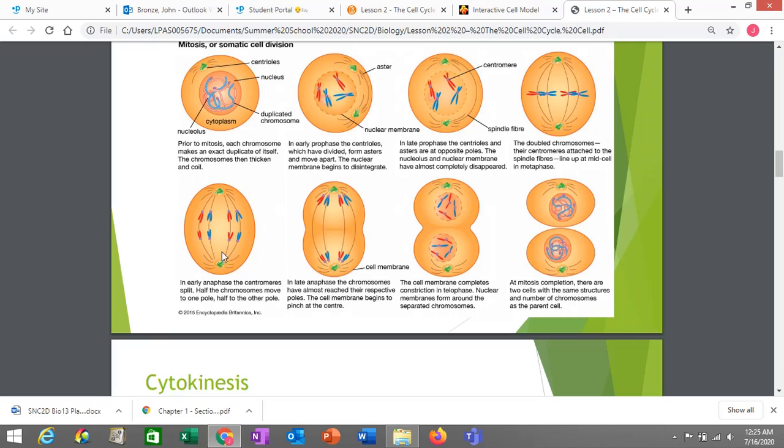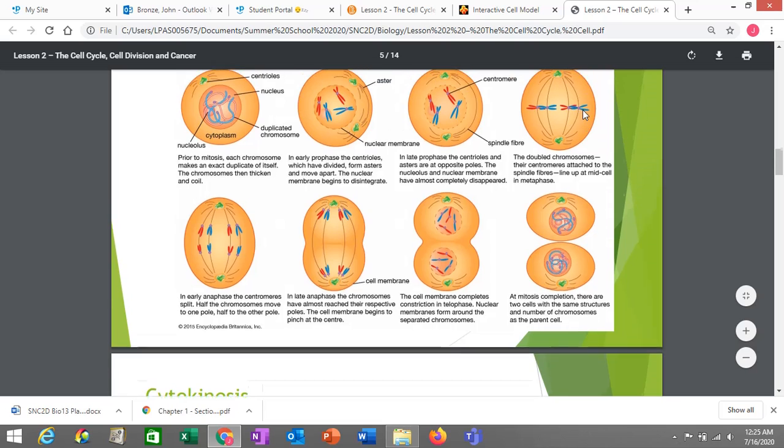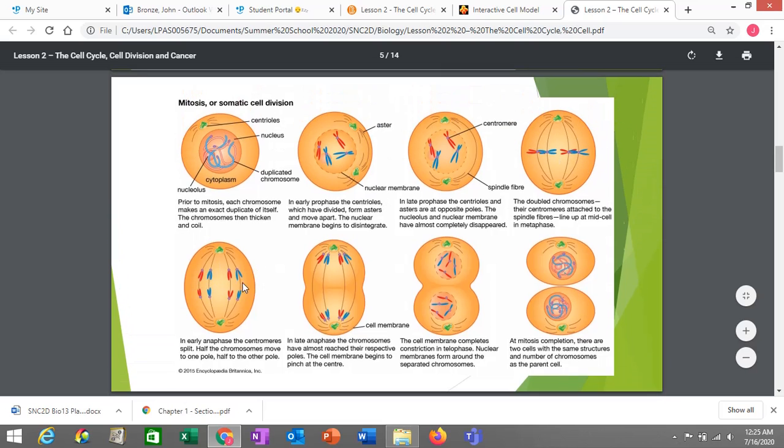Okay, here we have anaphase. Anaphase is where the chromosomes are now actually being pulled apart. Here they're just kind of lining up in the middle and preparing to be pulled apart. Here now they are being pulled apart. So they're moving towards opposite sides of the poles. You can also see that the cell is starting to elongate. It's starting to get longer to accommodate this movement.